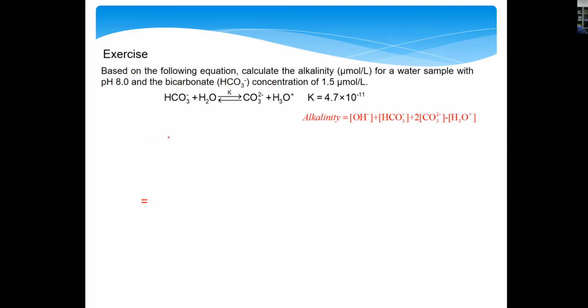Okay, class, we continue our class online. In the previous lecture, I gave you this question for you to calculate the alkalinity. So today, I would like to start on how to calculate the alkalinity.